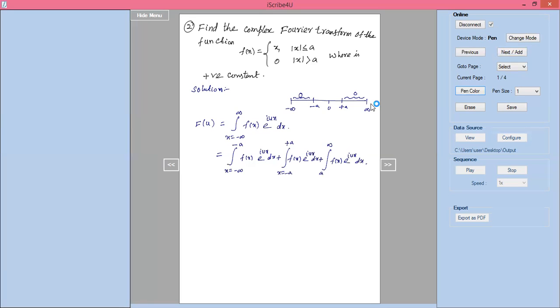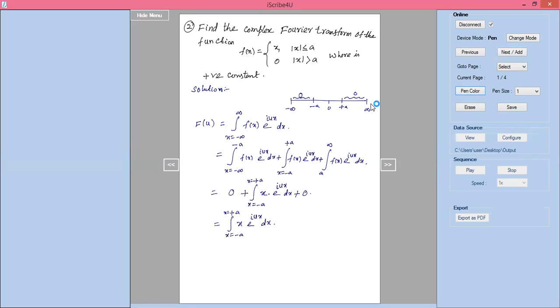Now I will write this one: first term should be 0, second term should be x equal to minus a to plus a, f of x should be x into e power iux into dx, plus the third term should be 0. Now I will write this one only, x equal to minus a to plus a, x into e power iux into dx. This one, how do you integrate? Already we know that I'm going to apply here integration by parts or Bernoulli's rule. We will apply Bernoulli's rule.